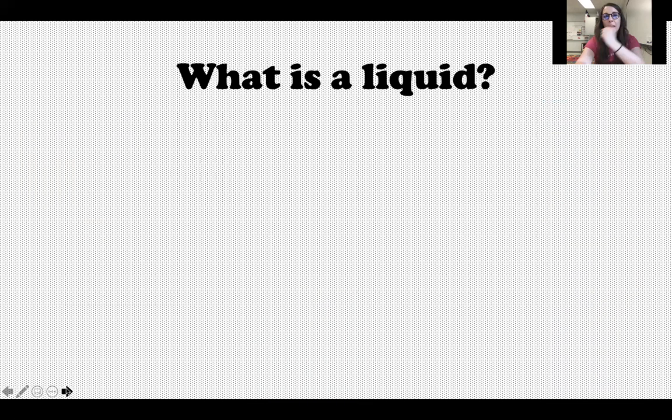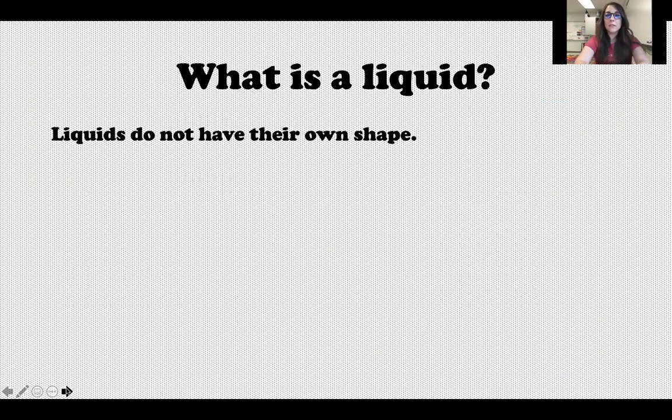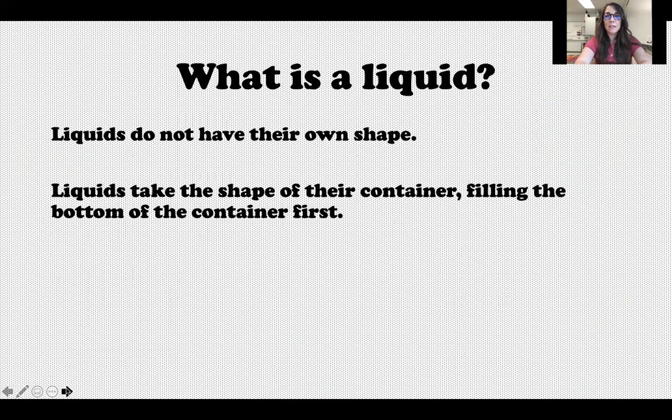Now we're going to talk about liquids. What is a liquid? So liquids do not have their own shape. So what that means is that liquids take the shape of their container. So right now I have my pumpkin cold brew in this cup. If I were to open it up and pour it out, it would spill out everywhere, all over my table, because it wouldn't be in a container. Or I could pour it into a different container and it would take that shape, all right?